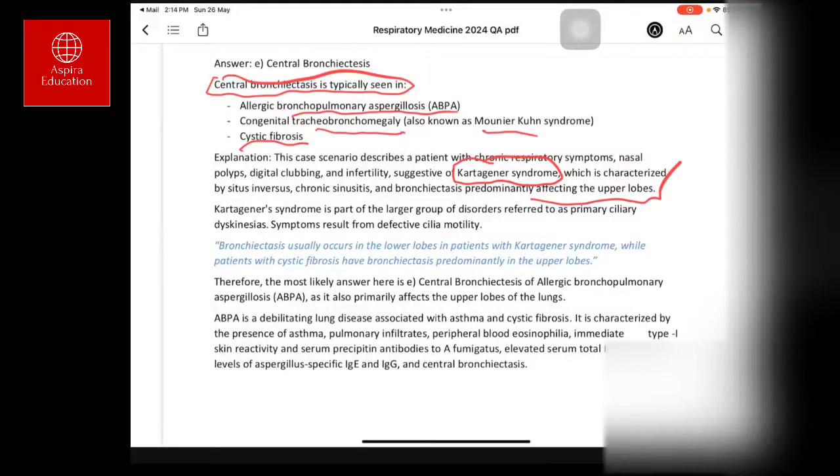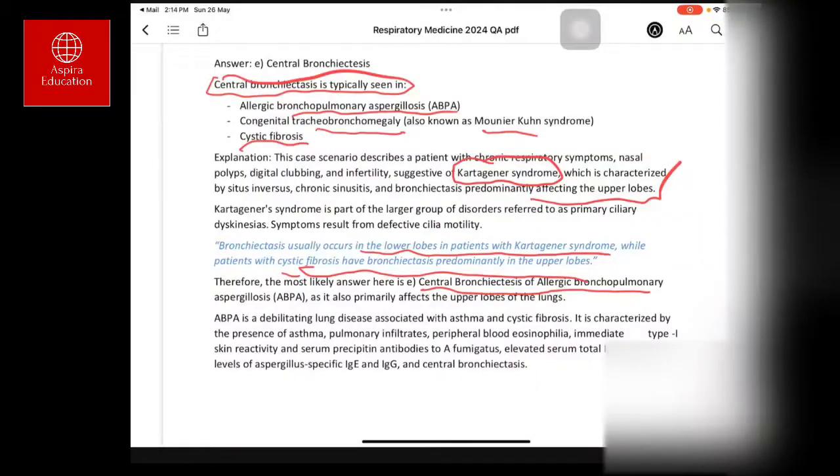Now, Cartagena syndrome is a part of a larger group of diseases referred to as primary ciliary dyskinesia. So, symptoms are due to defective ciliary movement. Bronchiectasis usually occurs in the lower lobes in patients of Cartagena syndrome, but the patients of cystic fibrosis have predominantly upper lobe symptoms, but here the presentation is of Cartagena. So the most likely here is central bronchiectasis of ABPA, which also predominantly affects the upper lobes.